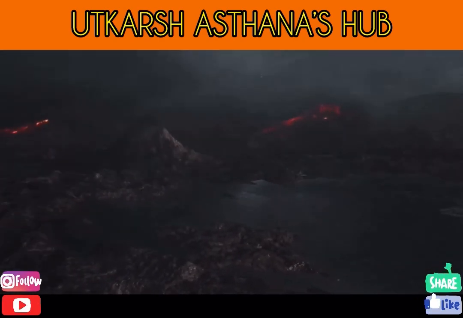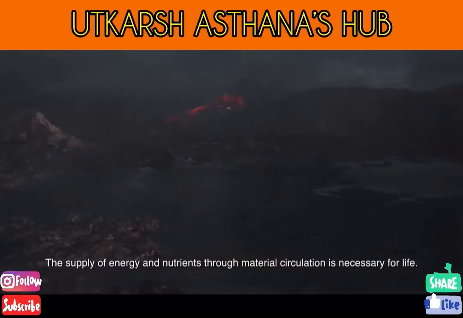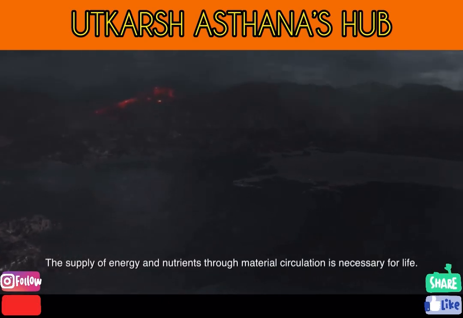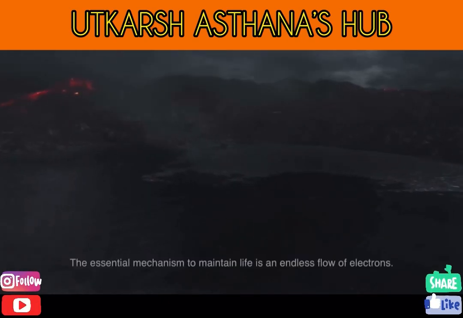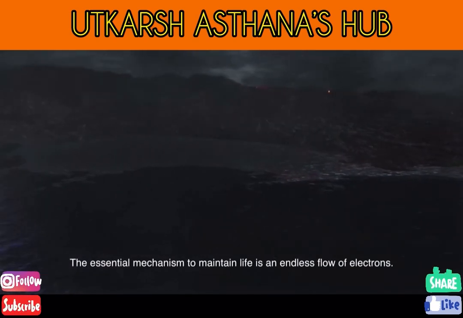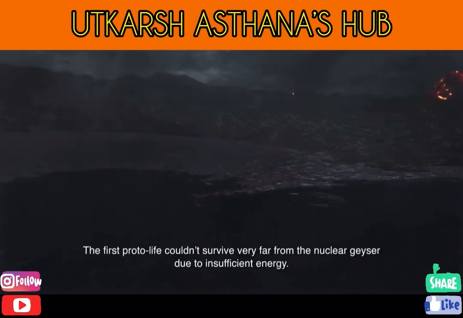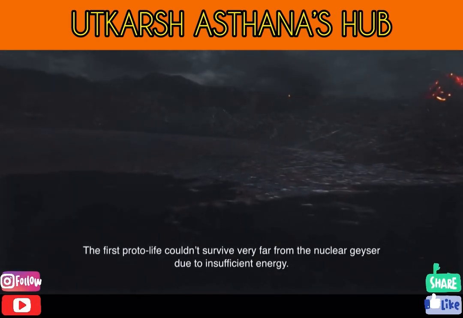The supply of energy and nutrients through material circulation is necessary for life. We all know that. And that is why the essential mechanism to maintain life is an endless flow of electrons. The first proto-life couldn't survive very far from the nuclear geyser due to insufficient energy.